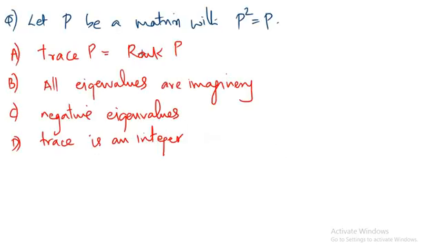So this question, you can see, was actually a question regarding idempotent matrices. We are given a matrix P for which P square is equal to P, and we were asked to find out which of the following options are correct. You can see there are 4 options given to you.